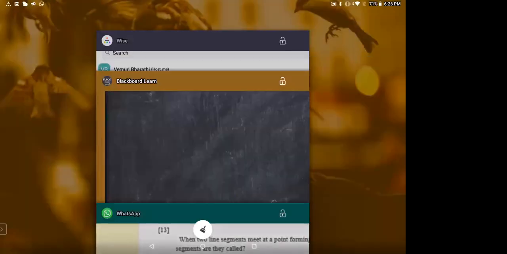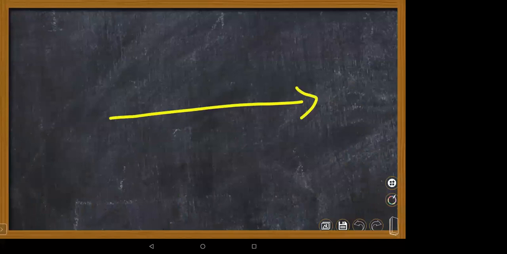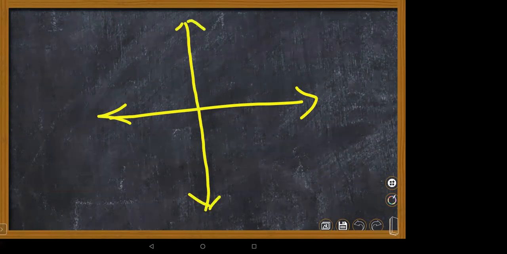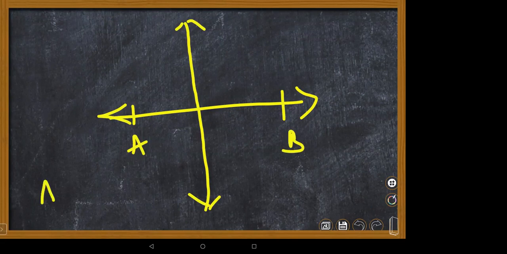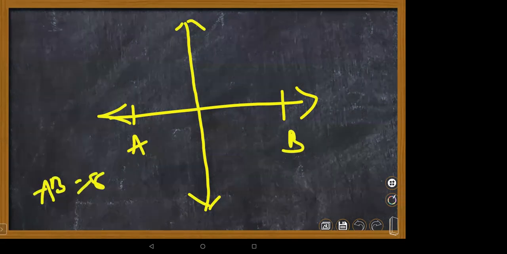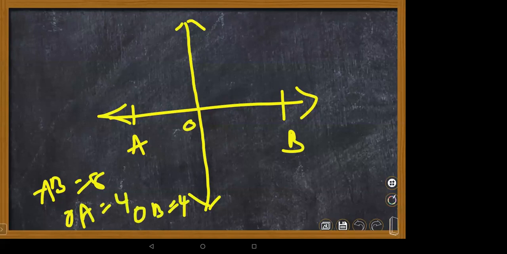Suppose they are mentioning any part, we can't say lines should be exactly divided into two. Suppose some measure is given. This is the points AB. AB is equal to some particular given measure, say 8 centimeters. Then OA equals 4 centimeters, OB equals 4 centimeters. Then we are going with the line segments only, not lines actually.